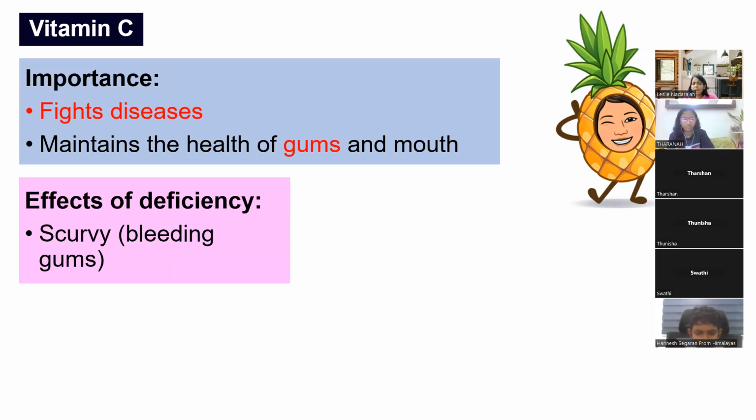If you have bleeding gums, you find your gums always bleeding, it is because you have scurvy. And in exams, they like to ask, if you lack vitamin C, what is the name of the deficiency? So you must know. With vitamin C, scurvy. Vitamin B, beriberi. Vitamin A, night blindness. So I want you all to make sure you know this for each of the vitamins.